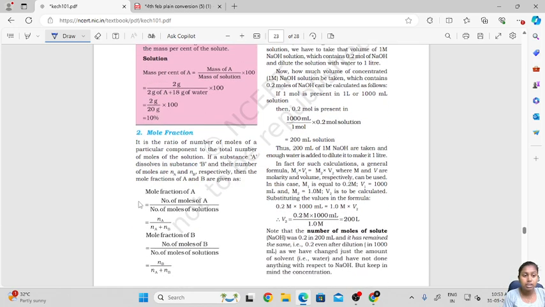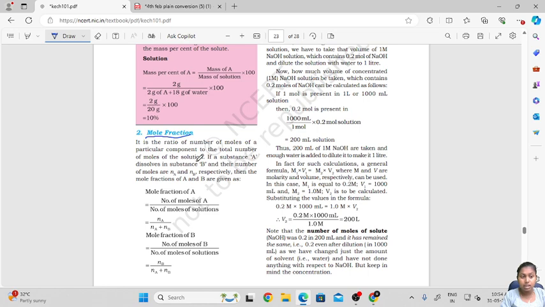Now next is the mole fraction. Now what is a mole fraction? It is the ratio of the number of moles of a particular component to the total number of moles of the solution. Moles means the number of atoms of a particular component to the total number of moles of the solution.